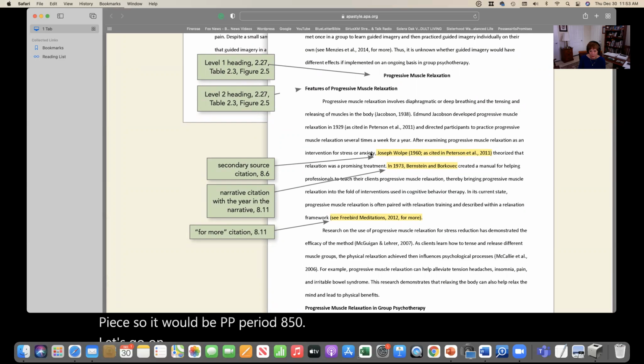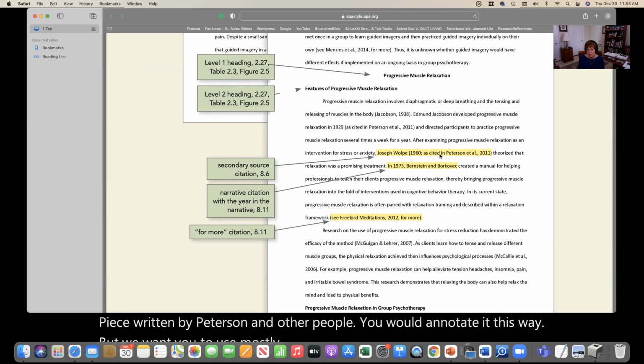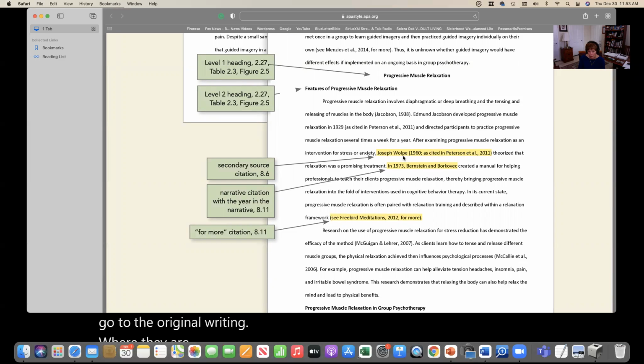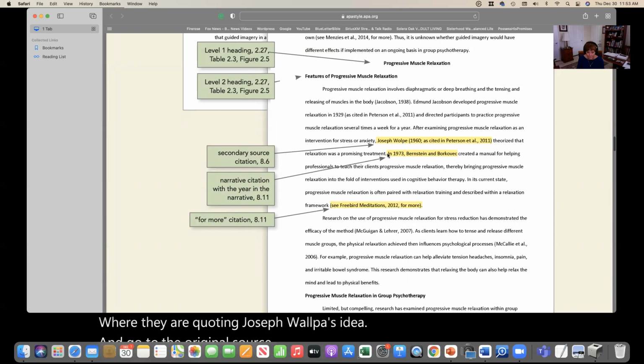If we have a secondary source, that means this author was found in another piece written by Peterson and other people. You would annotate it this way, okay? But we want you to use mostly primary sources. So we would want you to go to the original writing where they are quoting Joseph Walpay's idea and go to the original source. That's the best way.